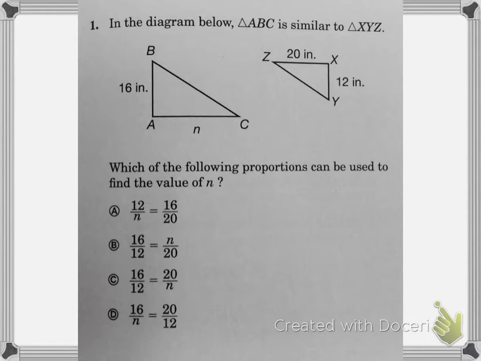Today we're going to be looking at figuring out what a missing side is on similar figures. So we know that there are a few attributes that similar figures share. One, they have to be the same shape. Two, they have to have the same angles in the same place. In other words, they have to have congruent angles. And finally, their corresponding sides must be proportional.